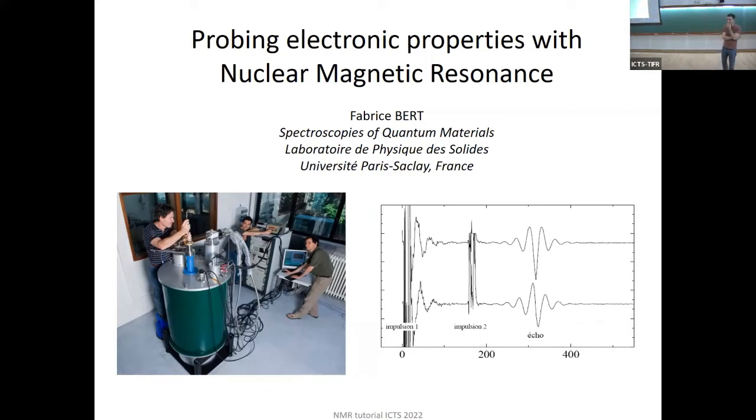Then we'll have a coffee break, and after that we'll have the second talk by Bella Lake, who's going to talk about employing inelastic and different forms of neutron scattering to reveal the underlying correlations of frustrated magnets. So with this, let's welcome Fabrice Bert from the University of Paris Saclay. And Fabrice, the stage is yours.